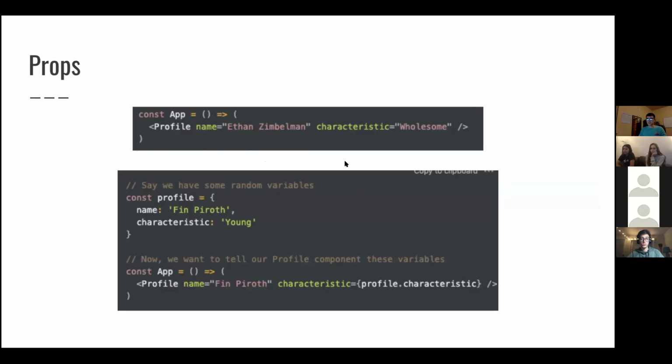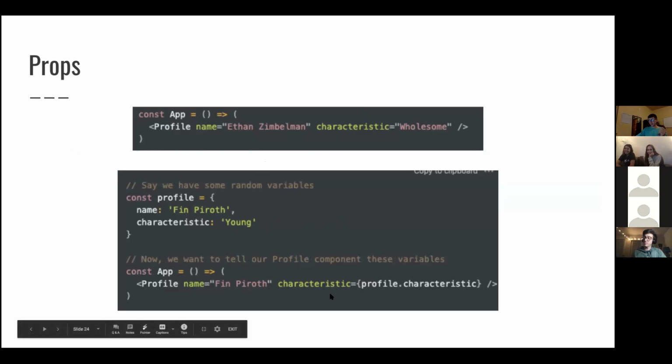You can do it with the explicit quotes where you say like Ethan Zimbelman and his characteristic is wholesome. You could also do something where you use the curly brace notation and you can actually just access JavaScript objects' characteristic property. So you can pass down props that way as well.